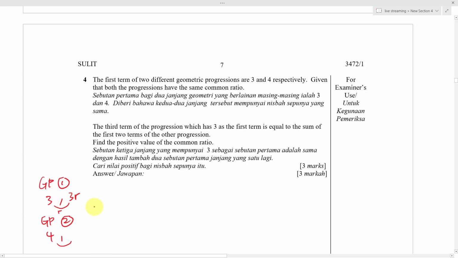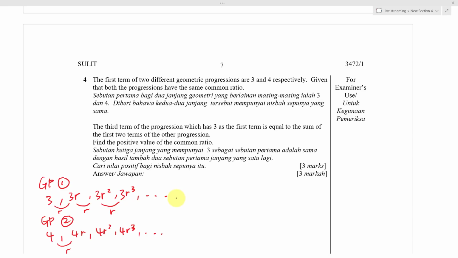so it's called 3R. Then my next term is multiplied by R again, so it becomes 3R squared. Then multiply R again, so it becomes 3R cubed, and so on. This one will do the same thing, so it's 4, 4R, 4R squared, 4R cubed, and continue. This is the information I get from the first sentence over there.